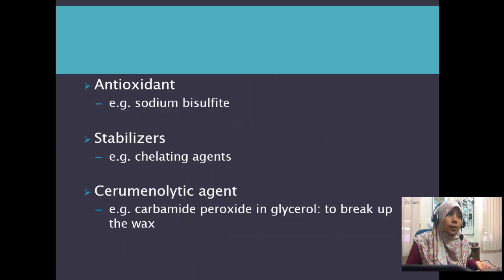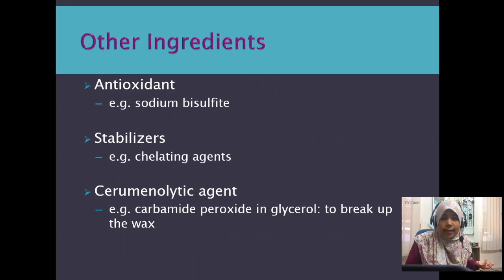Next, other ingredients. You can also add an antioxidant, for example sodium bisulfite; a stabilizer, for example a chelating agent; and a ceruminolytic agent, for example carbamide peroxide in glycerol, to break up the wax.